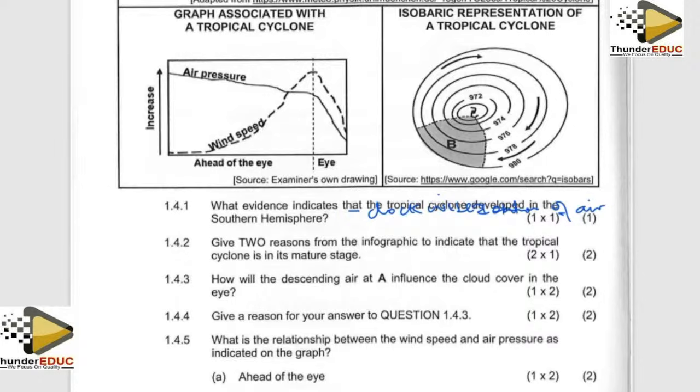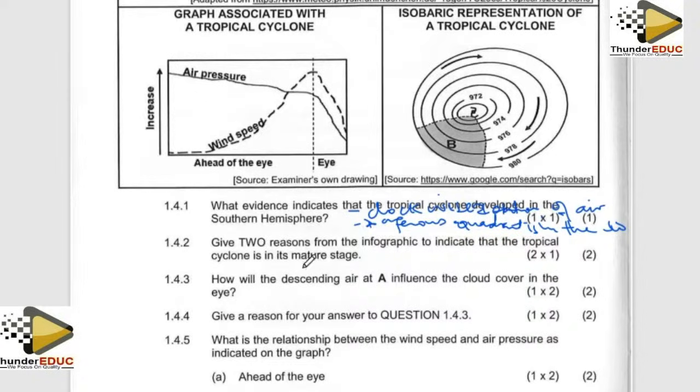Number 2, we can also look at the location of the dangerous quadrant. The dangerous quadrant is located in the southwest direction. So the dangerous quadrant is in the southwest. Okay, in the southwest. All right.